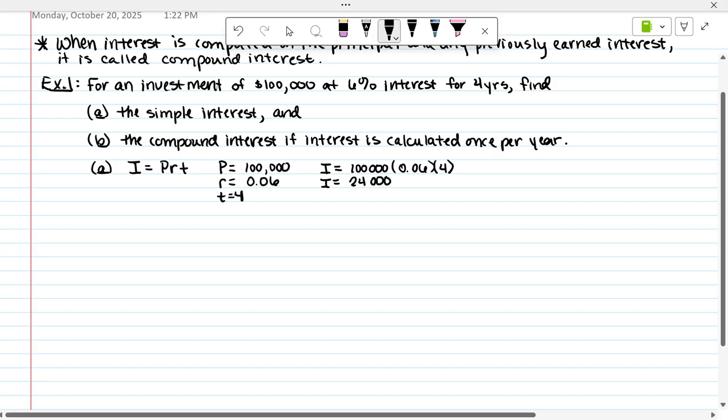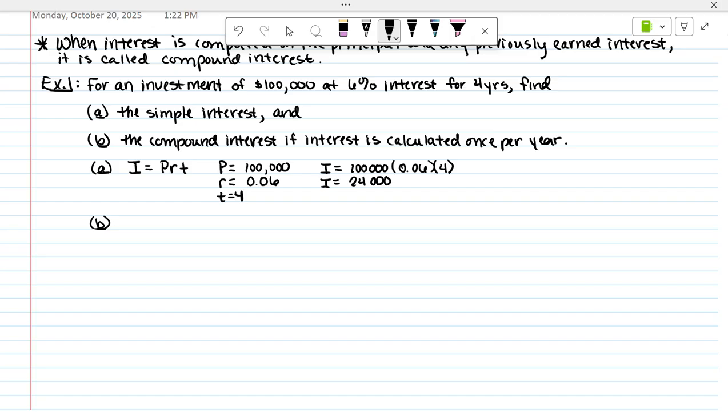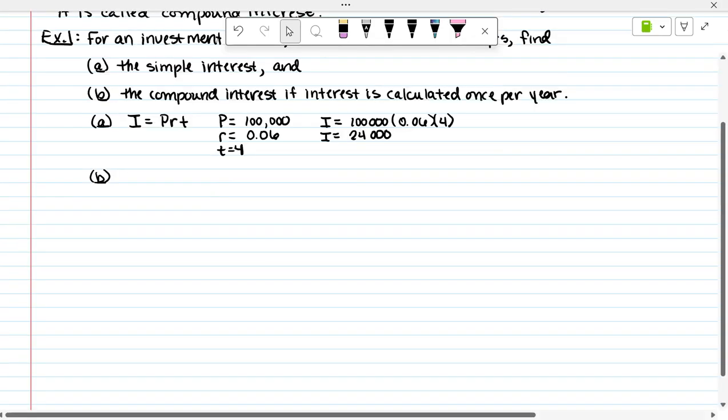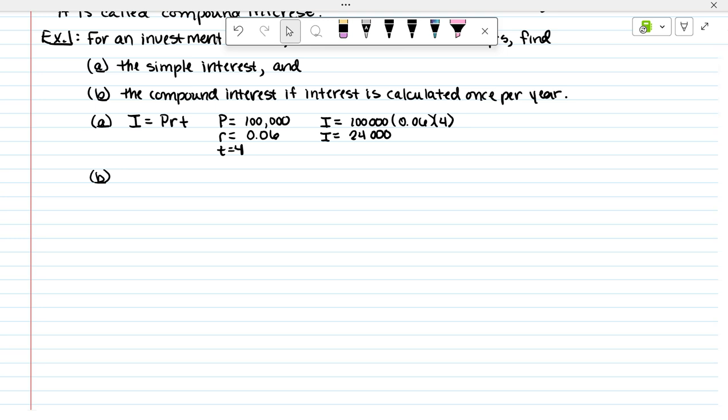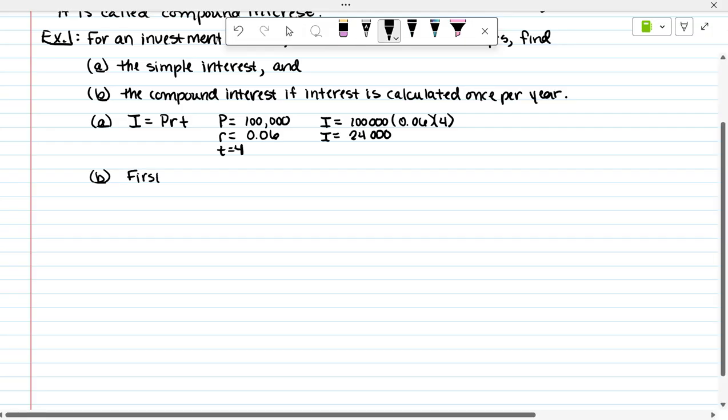Okay. B says we want the compound interest if interest is calculated once per year. Well, here's how we take care of that. We find the simple interest after 1 year. We add that back to the principal. We find the simple interest on that in year 2. We add that back to the principal, and we keep adding and finding interest. So let's talk about the first year. First year is easy to calculate.